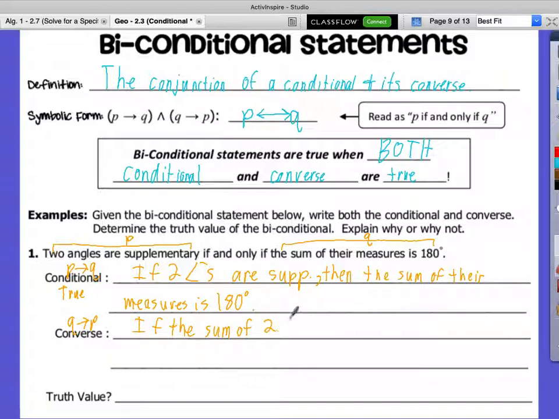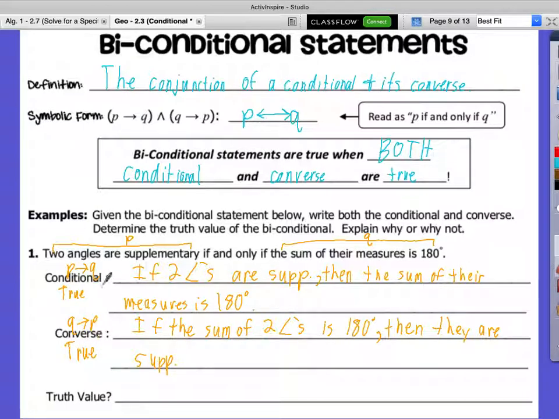So if the sum of two angles is 180 degrees, then, now, when it says two angles are supplementary, do you know we're talking about two angles if we use a pronoun now? So now we can use the pronoun they. If the sum of two angles is 180, then they are supplementary. Is that true? Yeah, if two angles add up to 180, we say they're supplementary.